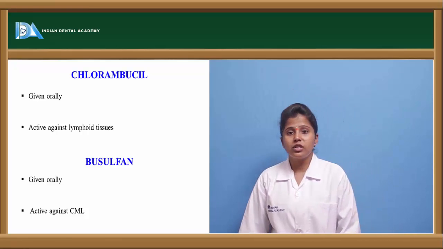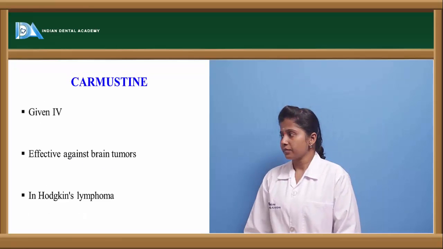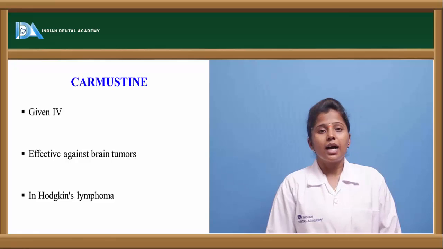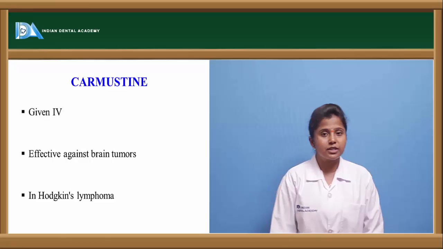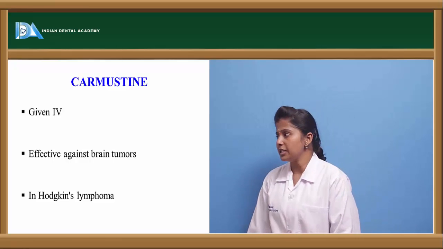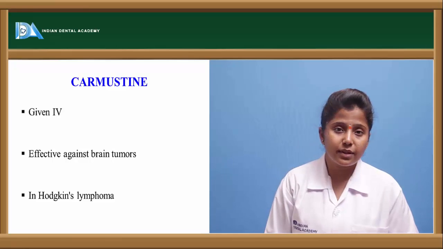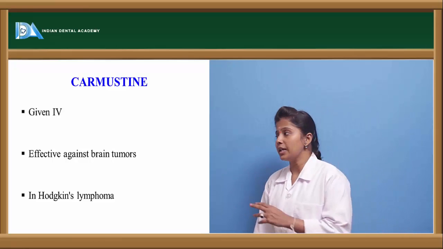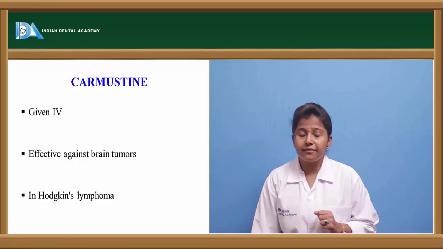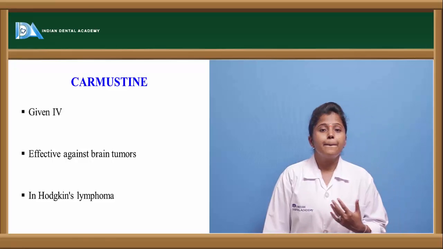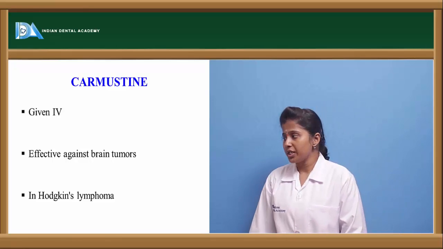So chronic myelogenous leukemia is one of the cancers which affects the immune system. The other drug is carmustine. This is one of the drugs which acts through the mechanism of alkylating agents, and it is preferred through the IV route. Till now, these are the drugs which are given through the oral route. Only mechlorethamine and carmustine are given through the IV route, and they are very effective in order to treat brain tumors, and carmustine is even given in Hodgkin's lymphoma.